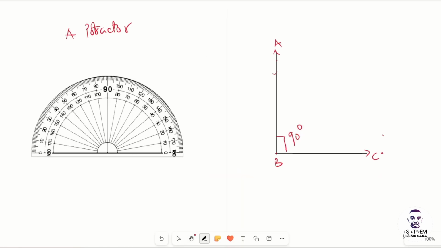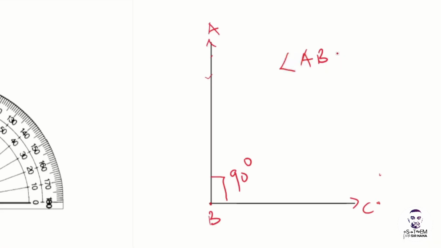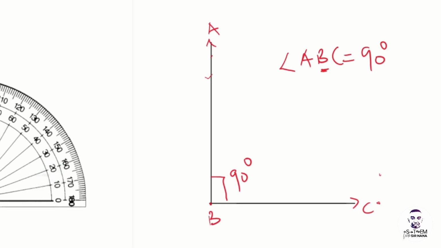So the angle from A to B to C is 90 degrees, and we will write it using the symbol for angle: angle ABC is equal to 90 degrees. Remember that the angle is always the one that is written in the middle. So our angle is the angle at B. So angle ABC is the angle 90 degrees.